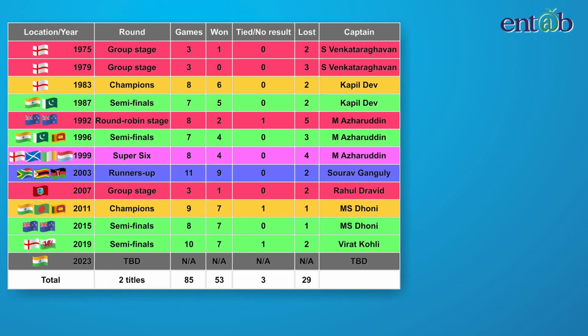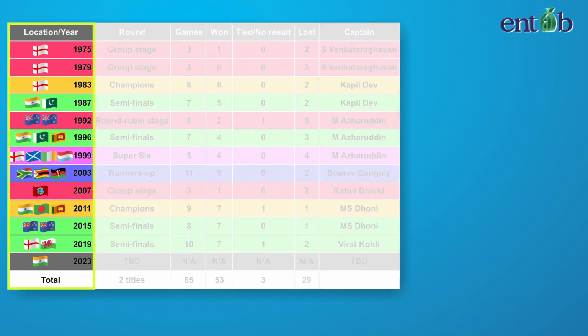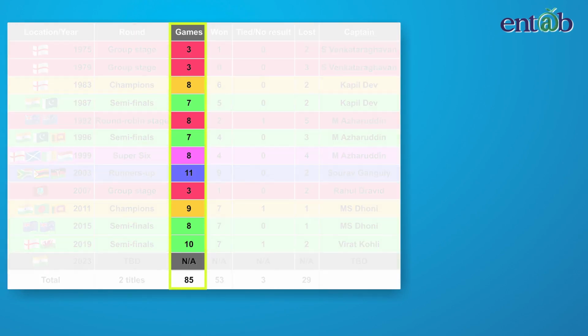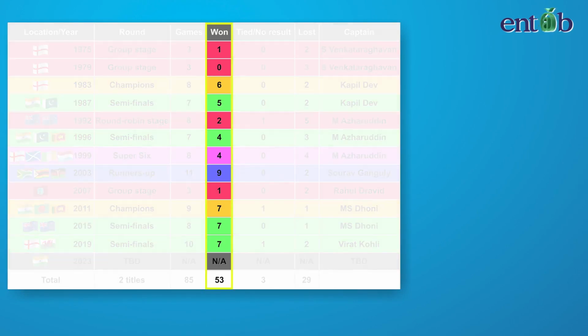Look at this data in the table. It shows the data related to India's performance in the Men's Cricket World Cup so far. This data may be interpreted to extract information such as when and where the World Cup was played, who was the captain of the Indian cricket team for the World Cup, how many matches were played and how many were won by India in a particular World Cup series.